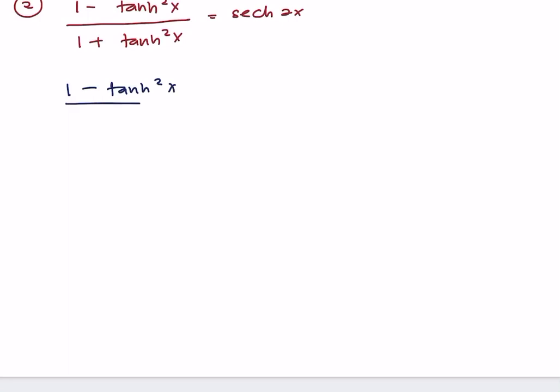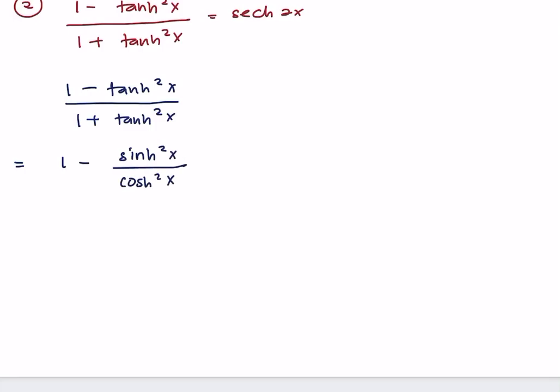So number 2, we have 1 minus tanh squared x over 1 plus tanh squared x equal to sech 2x. Let's say I start with the left hand side, 1 minus tanh squared x over 1 plus tanh squared x. I want to change the tanh. Tanh, we know that it is sinh over cosh, right? So 1 minus sinh squared x over cosh squared x.